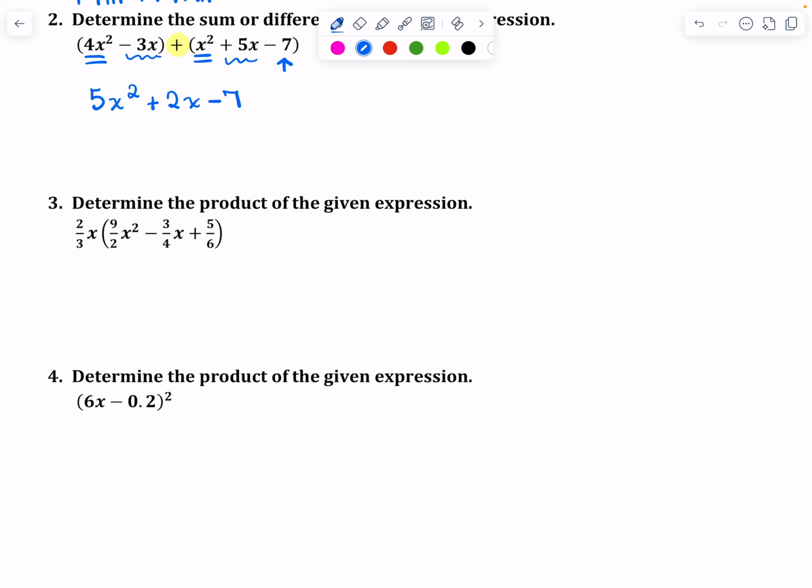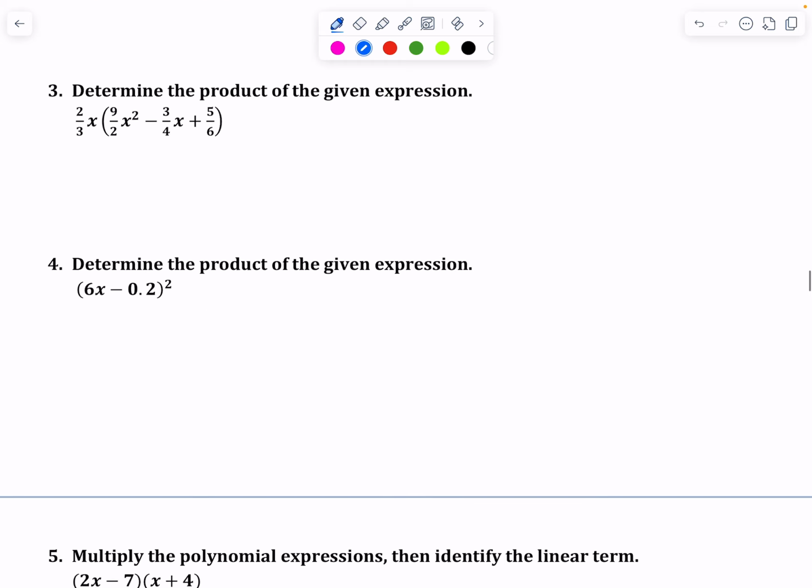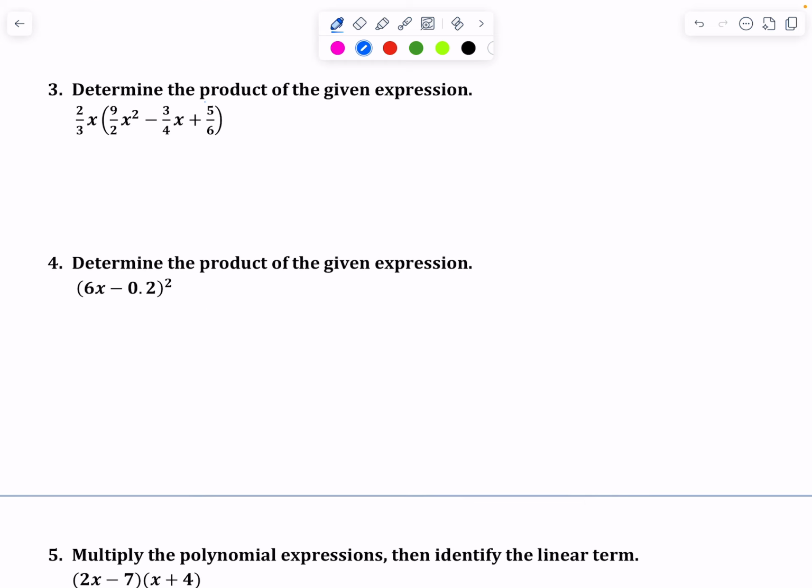All right, let's go on to number 3. So number 3, we are determining the product. Product means that we're multiplying. When we're multiplying, this time we are going to multiply the coefficients and add the exponents, because that is one of our properties of exponents. When we multiply, we add the exponents. When we divide, we subtract the exponents. All right, so let's go ahead and go through.